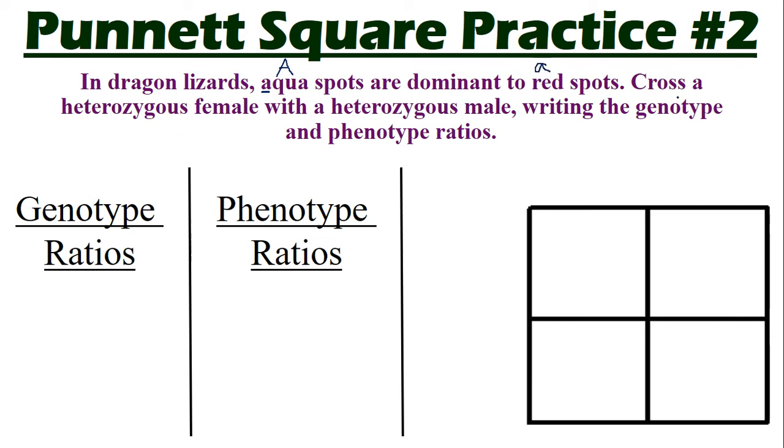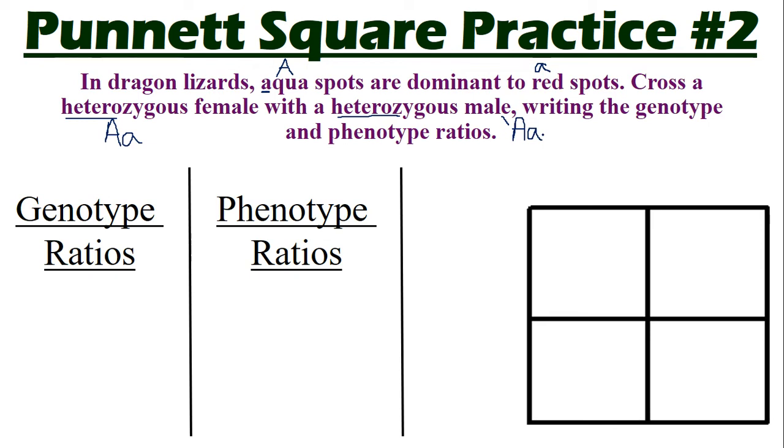We're going to cross a heterozygous female with a heterozygous male and write our ratios. So the female is heterozygous. What does the prefix hetero mean? It means different. So we're going to write that capital A, lowercase a. The male is heterozygous as well. So the male is going to be capital A, lowercase a.